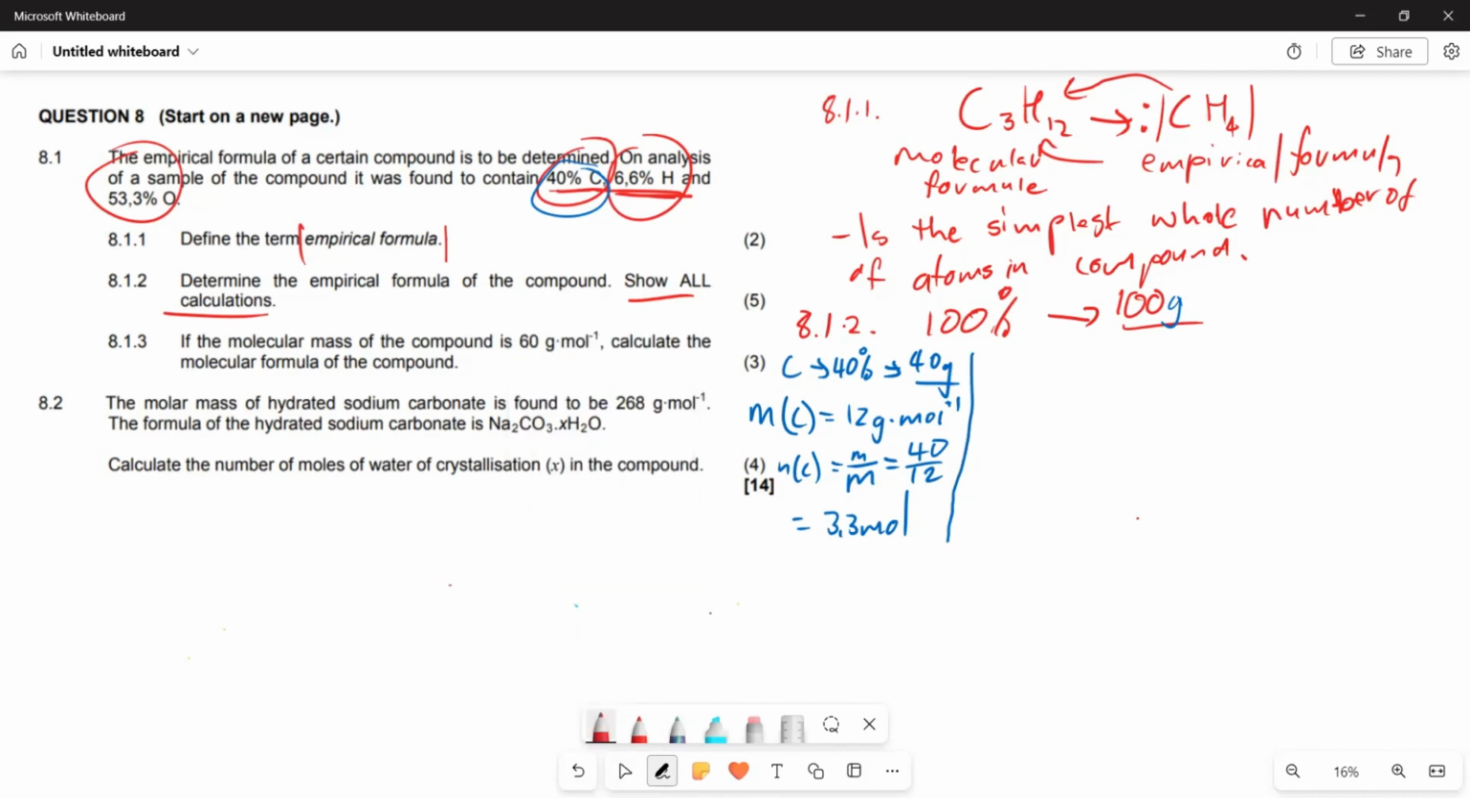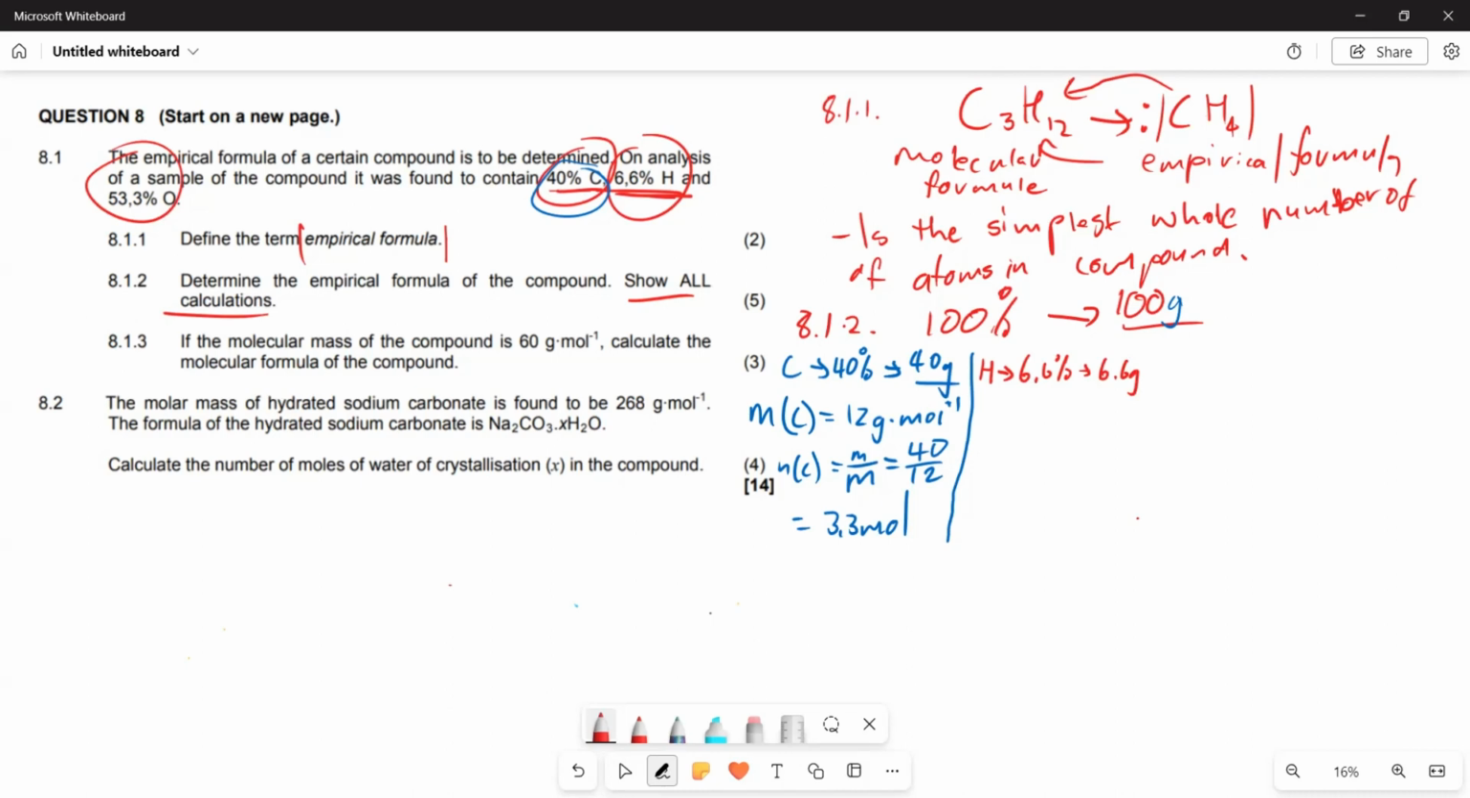We are going to do the same thing with your hydrogen. So we are going to say, look, your hydrogen is given by 6.6%. And what is the 6.6%? You are going to convert this into grams. So this is going to be 6.6 grams, right? Now that is going to be your grams.